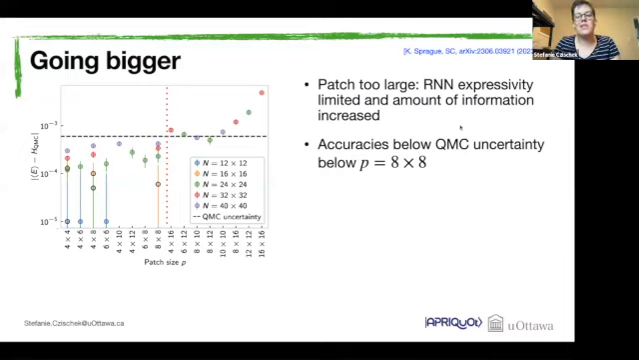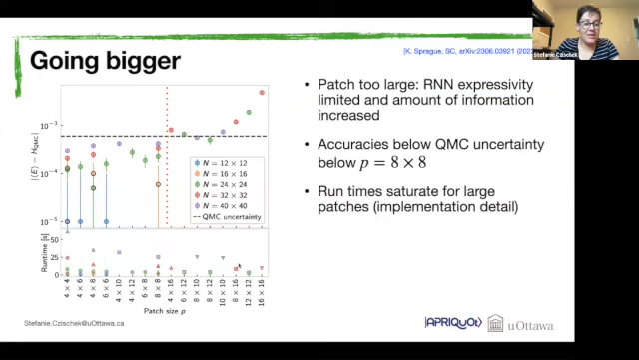We expect that this is because the RNN, which is on top of our transformer, still has a very limited expressivity. And at some point, our patches can get too large, so they are not captured that well by the RNN anymore. At the same time, we have an increased amount of information that needs to be captured or reconstructed in our neural network. So we expect that at some point, our patches will get too large and our performance gets worse. But if we stick between or below patches of 8x8, then no matter which system size we look at, we always get really good accuracies, even below the uncertainty of our quantum Monte Carlo simulations. So we can definitely outperform our previously existing numerical methods.